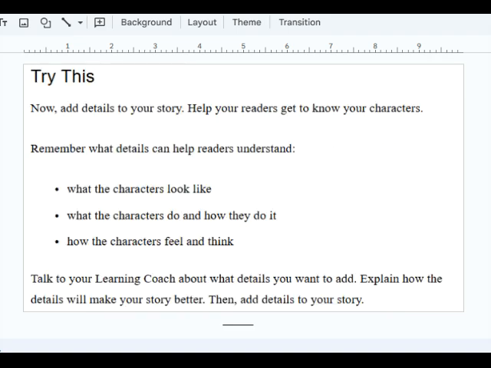Now add details to your story. Help your readers get to know your characters. Remember what details can help readers understand. They can help them understand what the character looks like, what the characters do and how they do it, and how the characters feel and think. Talk to your learning coach about what details you want to add. Explain how the details will make your story better. Then add the details to your story.